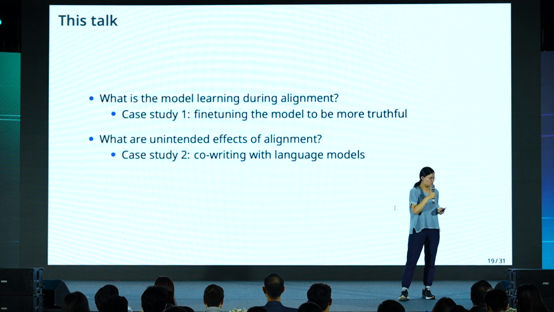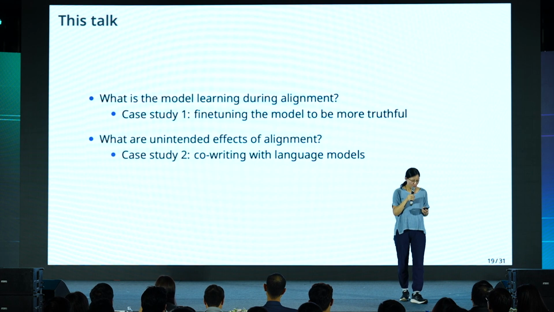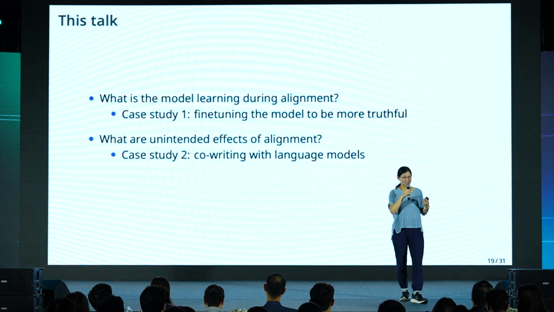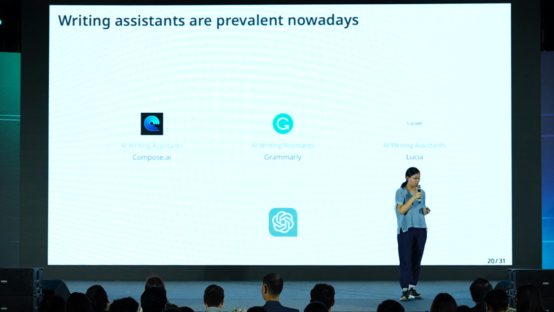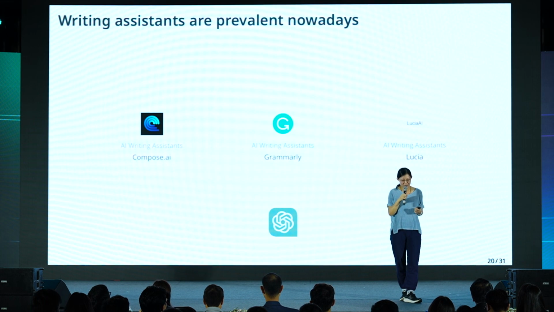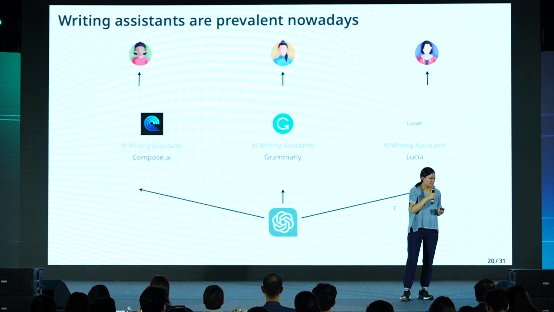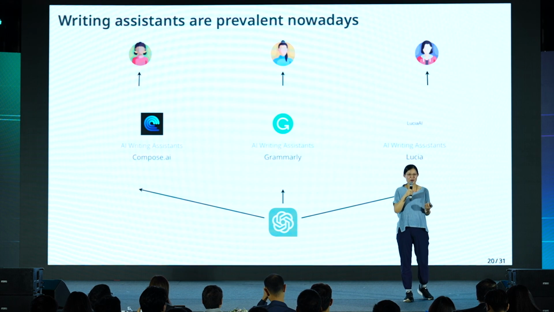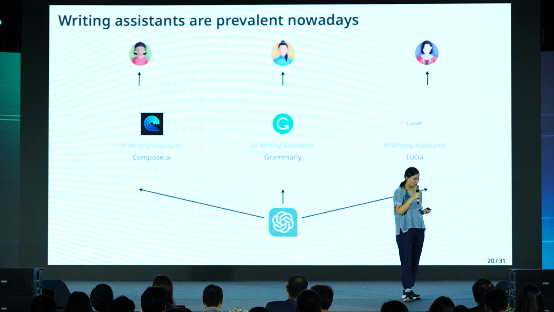All right, so now I'm going to switch gears and talk about the second topic, where we look at what happens when people co-write with these language models. So writing assistants are prevalent nowadays. And probably all of us are using ChatGPT in our writing. And we see that now we have a single model or a few models that are influencing a group of people's writing with different goals and preferences and backgrounds.